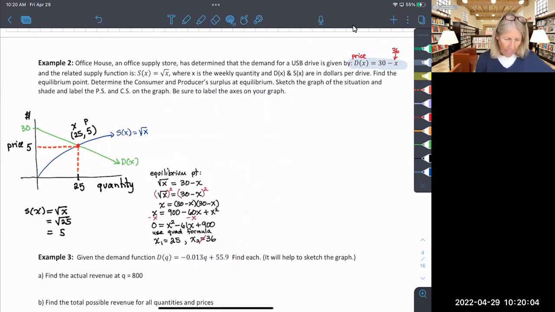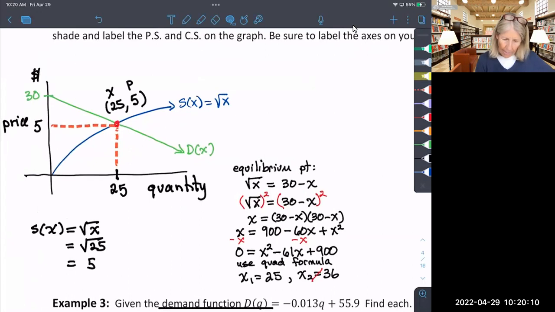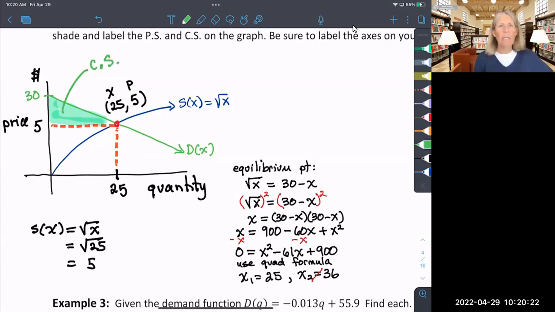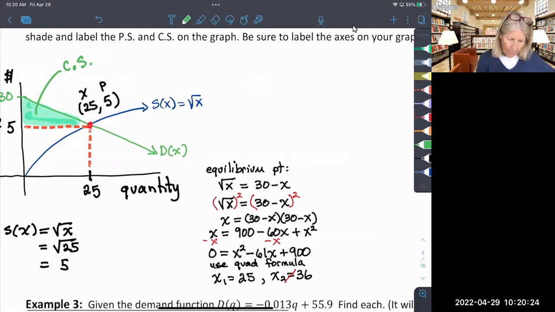So that's easy enough to do. I'm just going to set up the integral and then use my calculator to evaluate. So let me shade where they're at. So let's start with the consumer surplus. I'm going to shade that. That's going to be here in green. And so this is my consumer's surplus. So let me set up the integral for that.